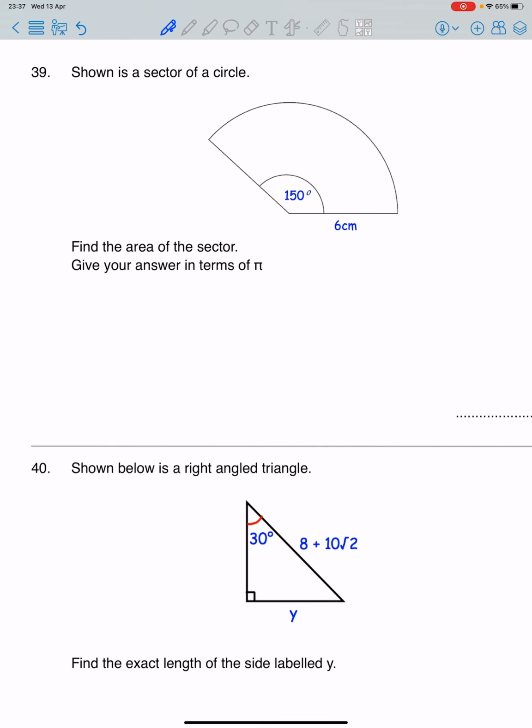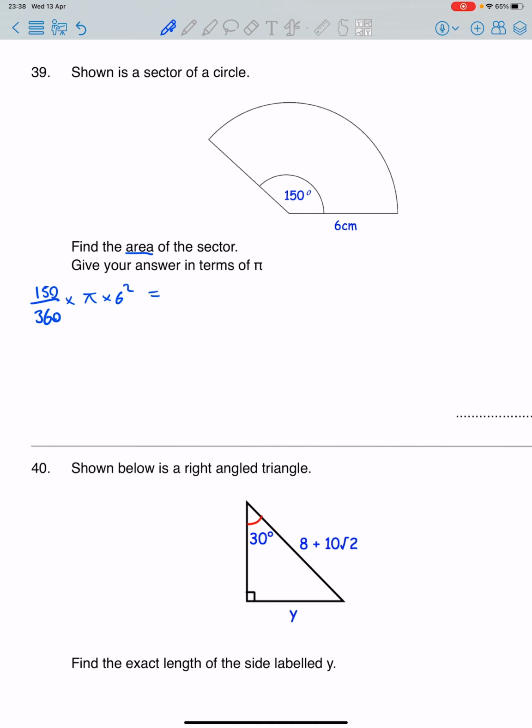So I've got here question 39, which says shown is a sector of a circle, find the area of the sector, and you want to give our answer in terms of pi. So this is very typical in the non-calculator paper. Let's go. So how much of the circle do we have? Well, the fraction is 150 out of 360, and they're asking us for the area, so we multiply that fraction by the area of what the full circle would have been, which is pi times radius squared. The radius is 6, so pi times 6 squared. That's pretty much all it is.